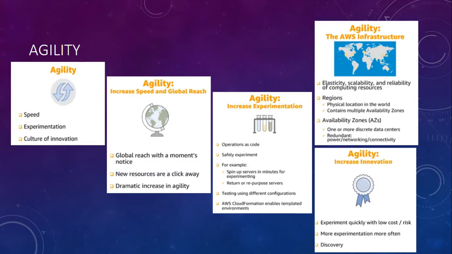Now, in order to understand how AWS utilizes the agility of cloud computing, we have to look at the AWS infrastructure that supports elasticity, scalability, and reliability of the computing resources. AWS Cloud is built around regions and availability zones. A region is nothing but a physical location in the world where we have multiple availability zones. And availability zones consist of one or more discrete data centers, each with redundant power, networking, and connectivity housed in separate facilities. Availability zones offer you the ability to operate production applications and databases which are more highly available, fault tolerant, and scalable than is possible with a single data center.